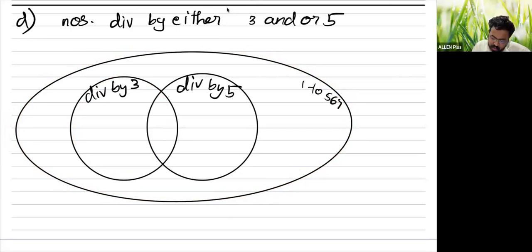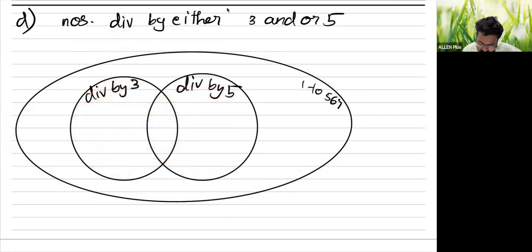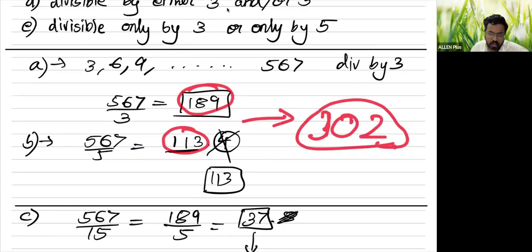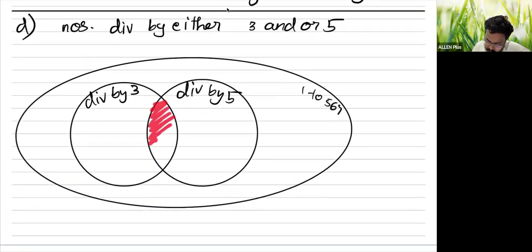So what you want to actually calculate in D part is the net contents of both these circles, which means that the numbers that are divisible both by 3 and 5 must be counted only once. You can't do 189 plus 113 and say that that is your answer, because that will give you 302. 302 is not the correct answer. Why is it not the correct answer? Because there is this region of overlap between divisible by 3 and divisible by 5. This is the region where you'll put numbers divisible by 15.